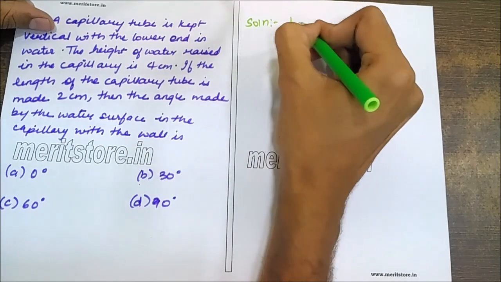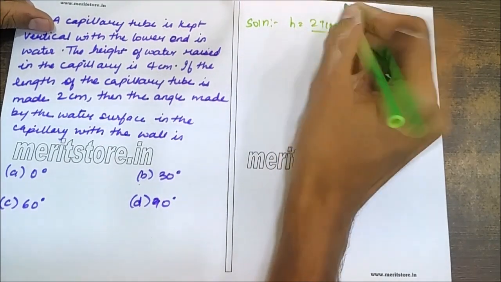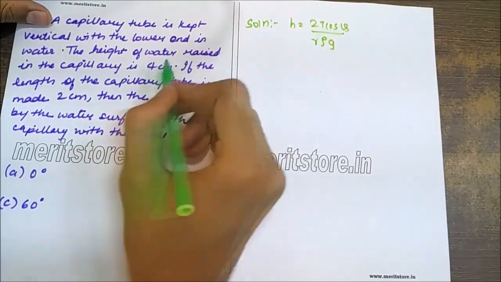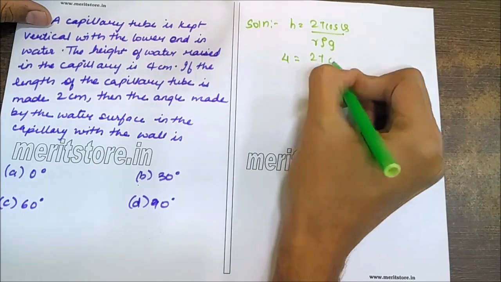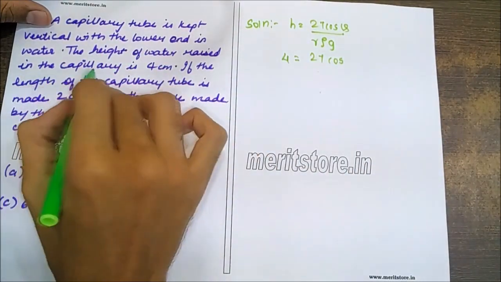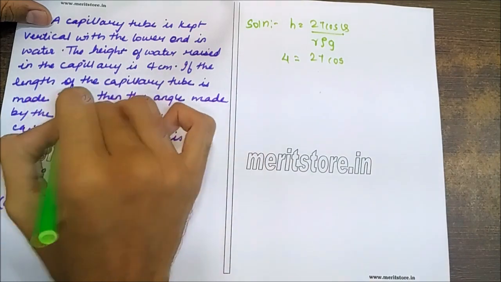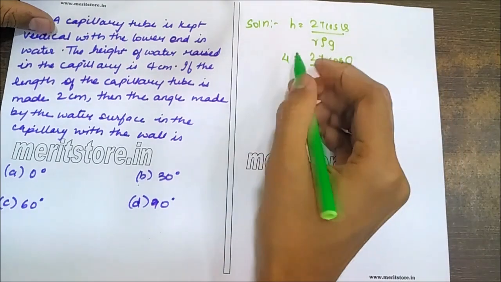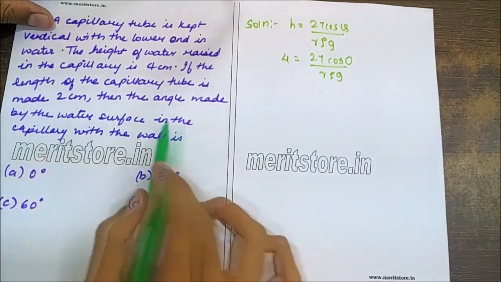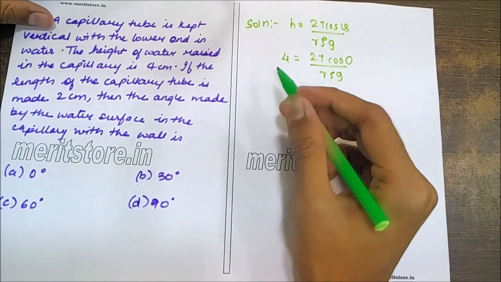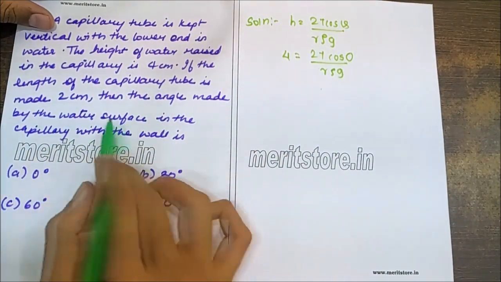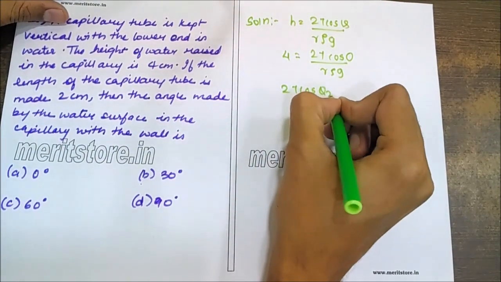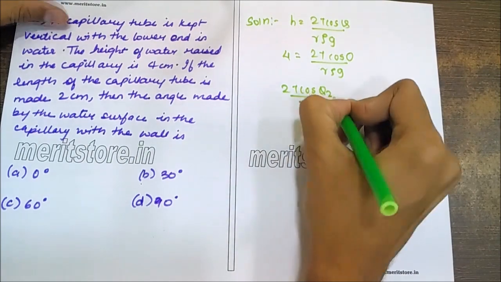So we have the equation for the height, 2T cos theta upon r rho g. Okay, so the height in the capillary tube is 4 centimeters, so 4 centimeter is equal to 2T cos theta upon r rho g. If theta is 0, then we have 4 equal to 2T upon r rho g. So what is the angle made when the capillary tube length is 2 centimeters? So we need to find 2T cos theta 2 upon r rho g when the length of the capillary tube is 2 centimeters.